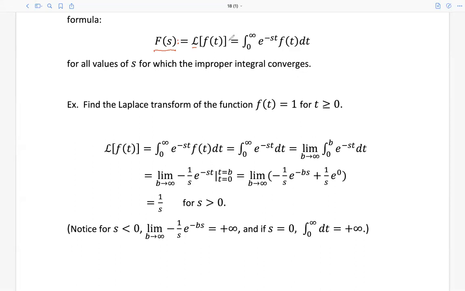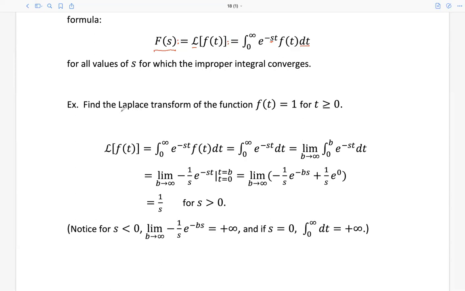Okay, the definition is this. It's an improper integration of e to the negative st times f of t. We see the variable s for capital F here, and t is the variable corresponding to this dt. Okay, so this is the definition of the Laplace transform. Let's just go through a couple of examples.